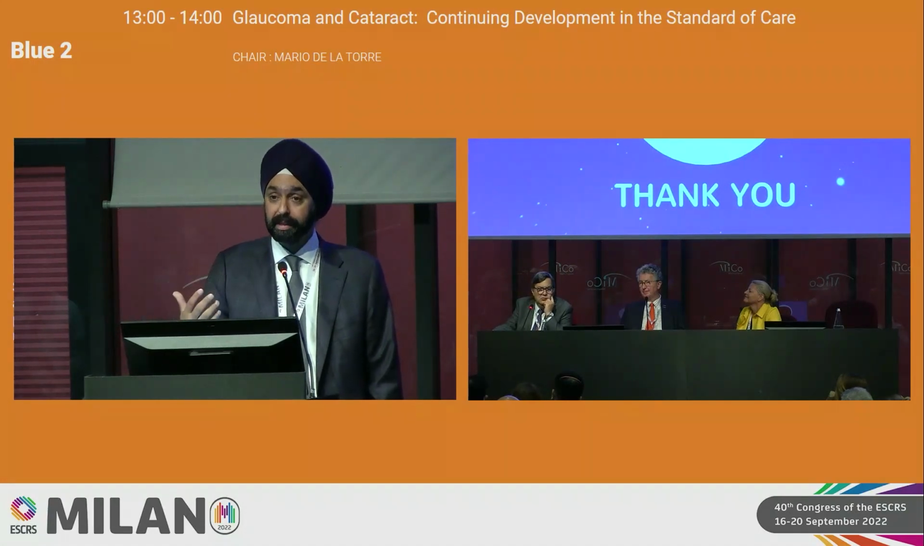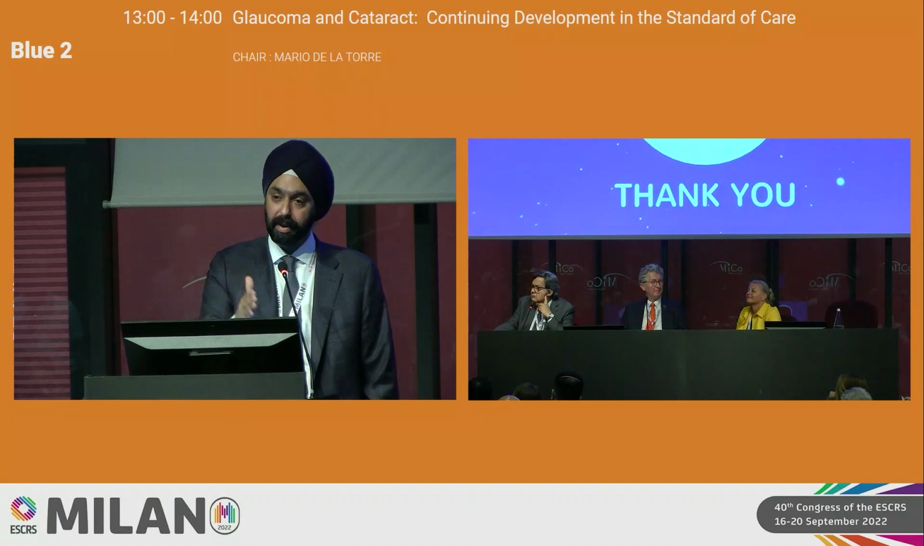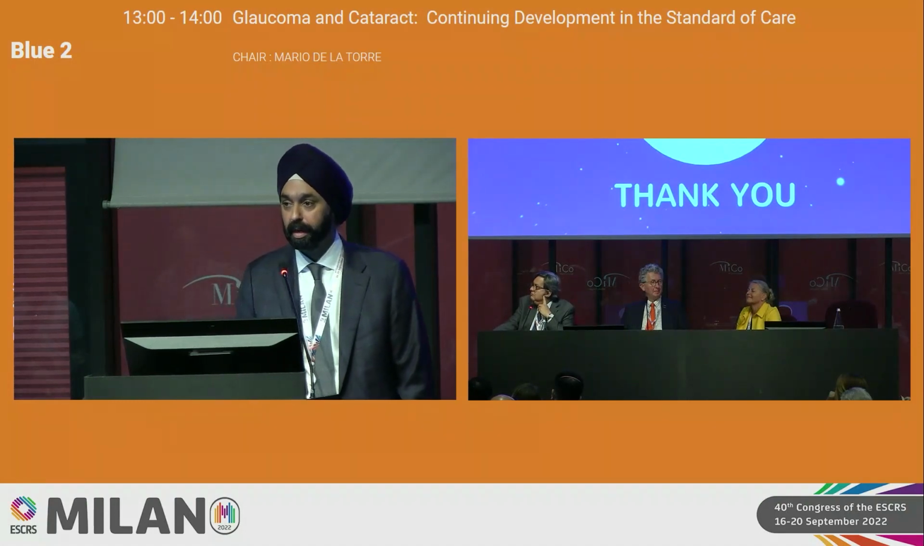If they're more advanced, I will keep them on everything until I can confirm that they're doing well, then take one away at a time. So depending on how severe the glaucoma is and the number of medications is how I dictate how often or how much to take away.